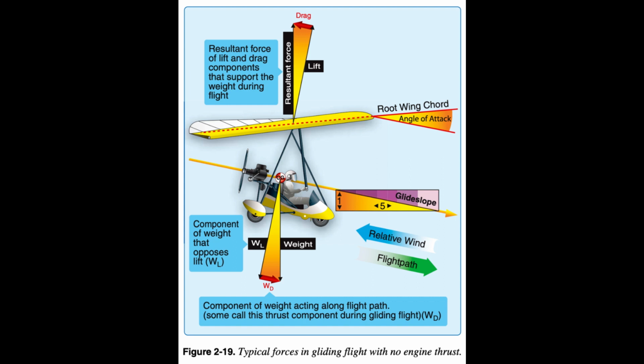During gliding flight, this component of weight is the weight component providing the forward force, which some call thrust for gliding flight. During gliding, straight, and descending unaccelerated flight, lift, L, and drag, D, components equal resultant force, RF, equals weight, W. Total drag, DT, equals weight component, WD, in the direction of flight. Lift, GL, equals weight component, WL, that opposes lift.